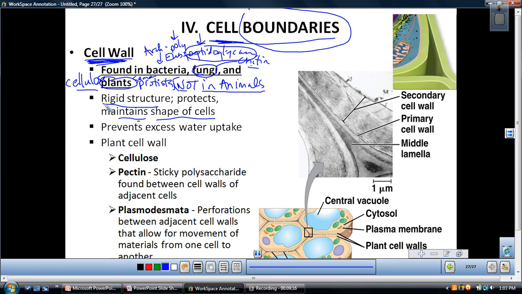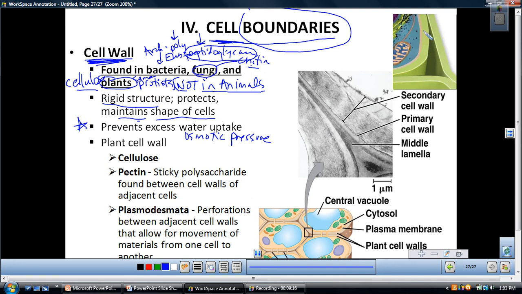Okay, so the job is to serve as a rigid structure, maintaining cell shape, and it also, in the case of osmotic pressure, that we will talk about later, helps to prevent the excess uptake of water, because it helps to create a back pressure.